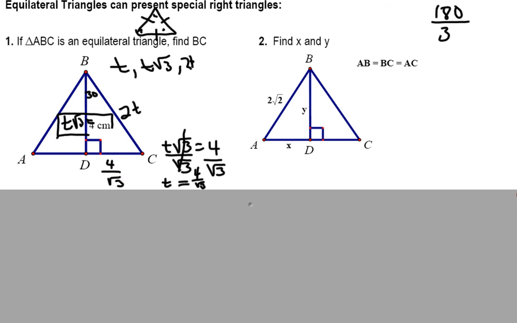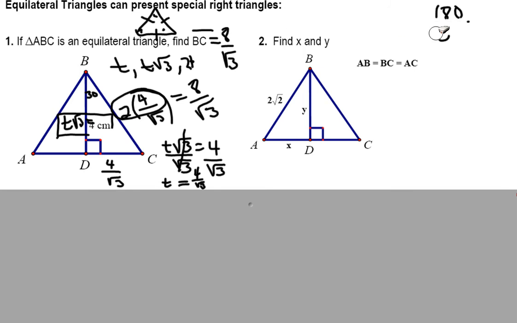So here we have 2 times t. We want to erase our t and replace it with what we said t equals, which is 4 over the square root of 3. And when you're multiplying a number to a numerator, you multiply the numerators. 2 times 4. So this becomes 8 over the square root of 3. So the length of BC is equal to 8 over the square root of 3.